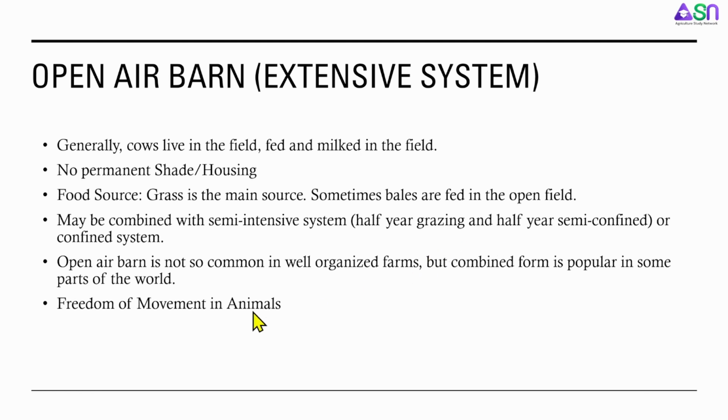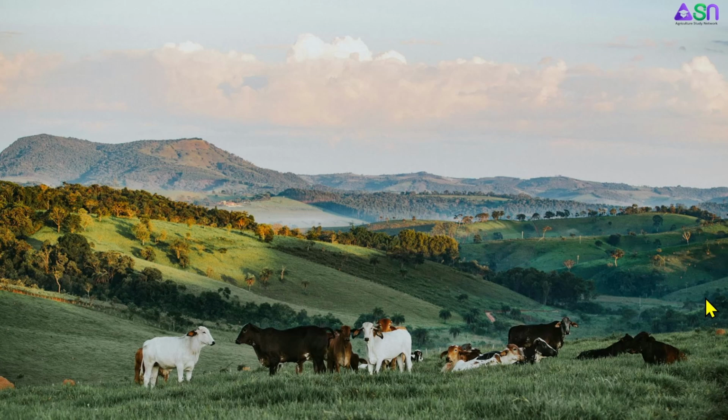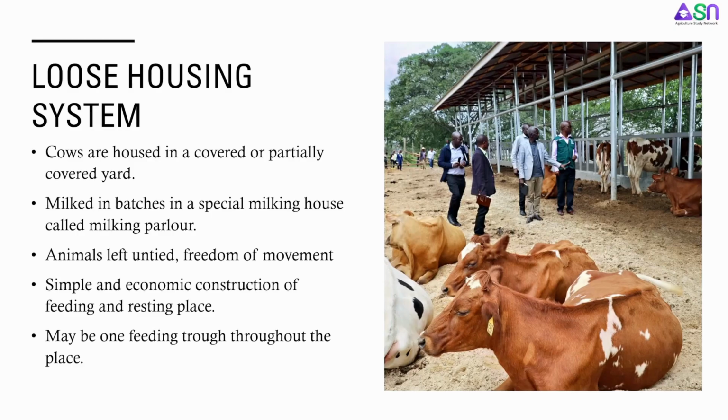There is complete freedom of movement in animals. This is best in terms of ecological point of view and animal stress, but for economy it depends on situations. Health issues can be concerning sometimes. Now we are talking about the second type, that is loose housing system. Cows or buffaloes are kept in either fully covered shed or partially covered shed. Animals are untied and there is freedom of movement. Space required is more than intensive farming.